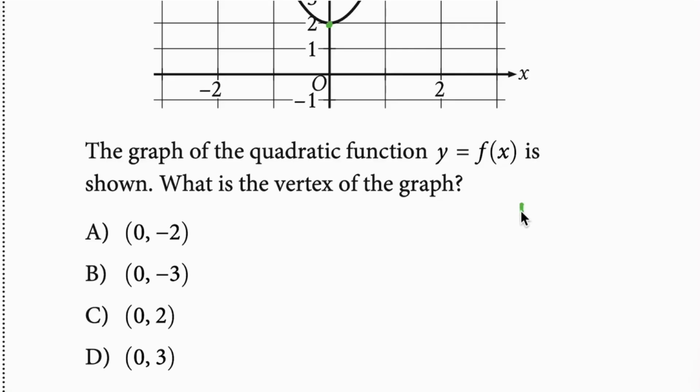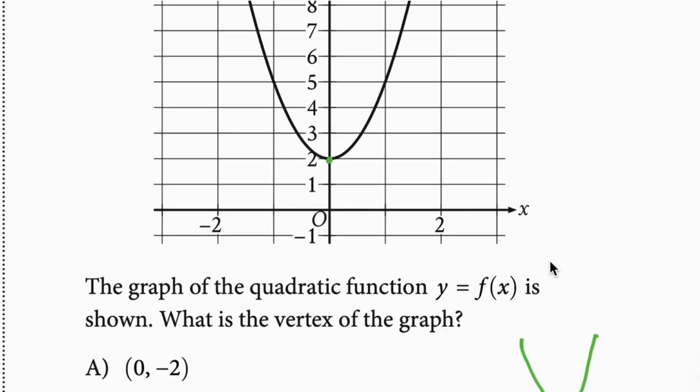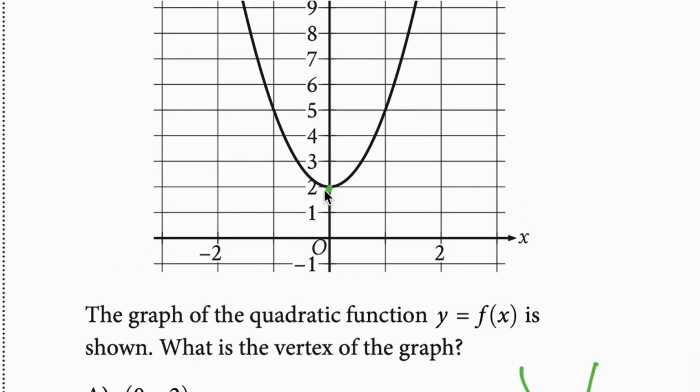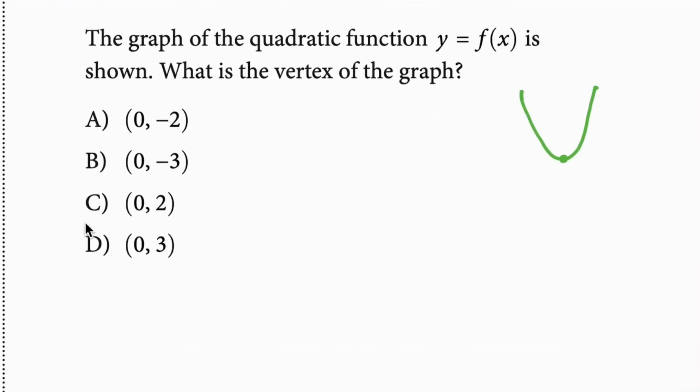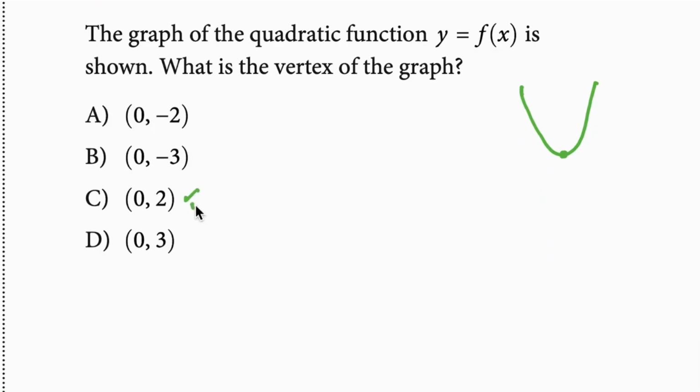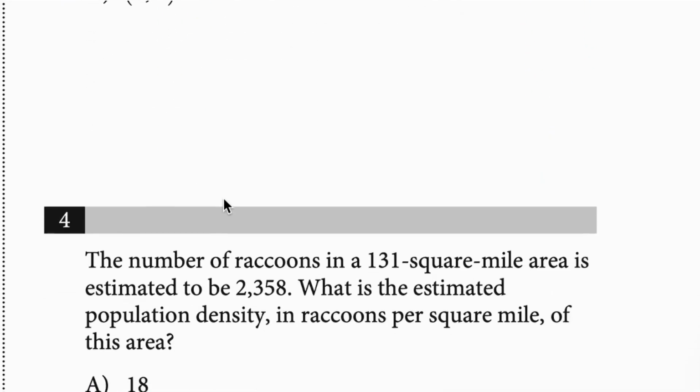So the vertex, let's say this is the parabola. So this is the point. The lowest point here is the vertex, right? And if we see this graph, the vertex is this one. So we just have to find its coordinates. Because it is on the y-axis, its x coordinate is 0 and the y coordinate is 2. That means (0, 2), C, is the right option. Okay, let's move to the next question.